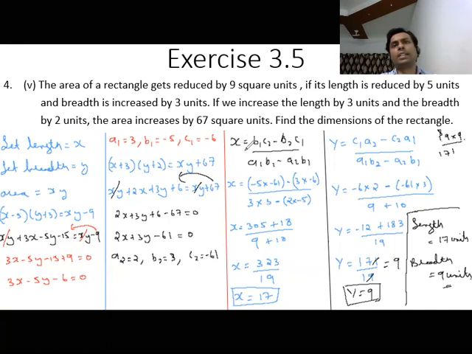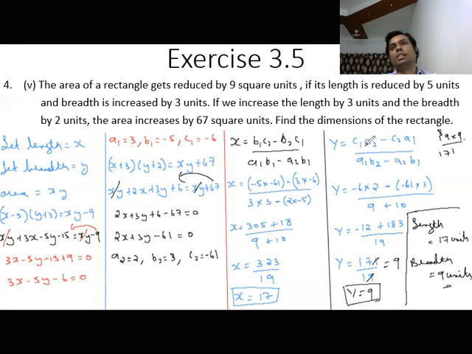Then formula directly: x is B1 C2 minus B2 C1 by A1 B2 minus A2 B1. Substitute. Minus 5 into minus 61, that is 305. 3 into 6, 18. 3 into 3, 9. 2 into 5, 10. That's 323 by 19. I told you the shortcut. Multiply and see the last digit should be 3. So it should be 7. So 7, 17, 27, 37. One of those numbers is the answer. 17, you got the answer.